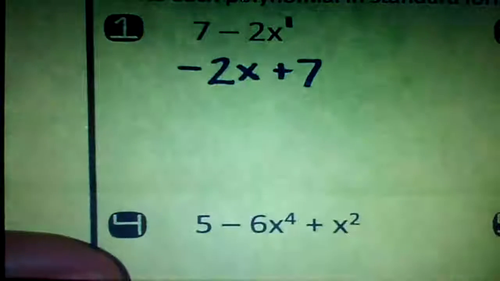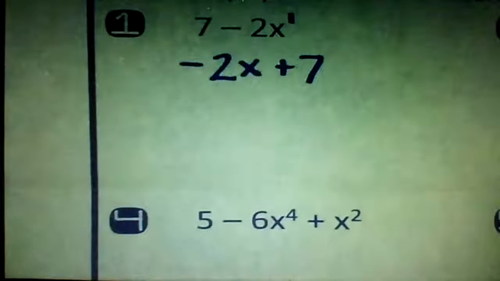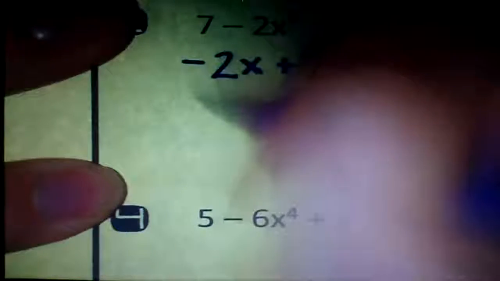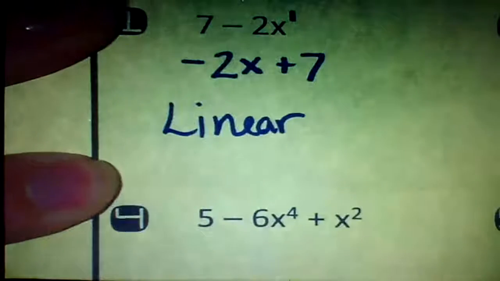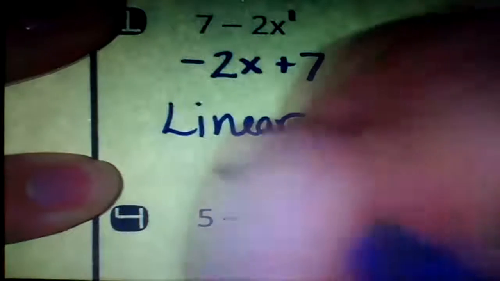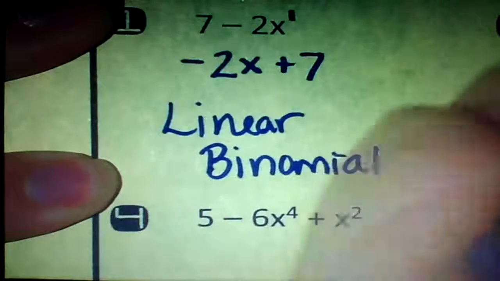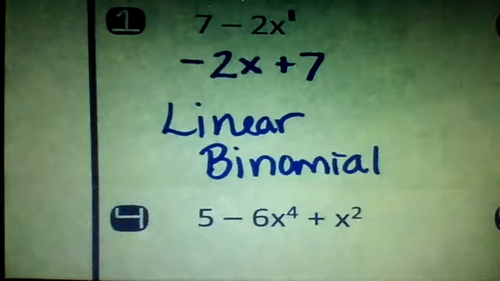So the first thing I would do with this is rewrite this so x comes first. So this is negative 2x plus 7. Because a polynomial, again, like Ms. Blackwell said, should go from your highest degree to your constant. So this is a linear because it's 1 degree. And how many terms do I have? 2. So this is a linear binomial.